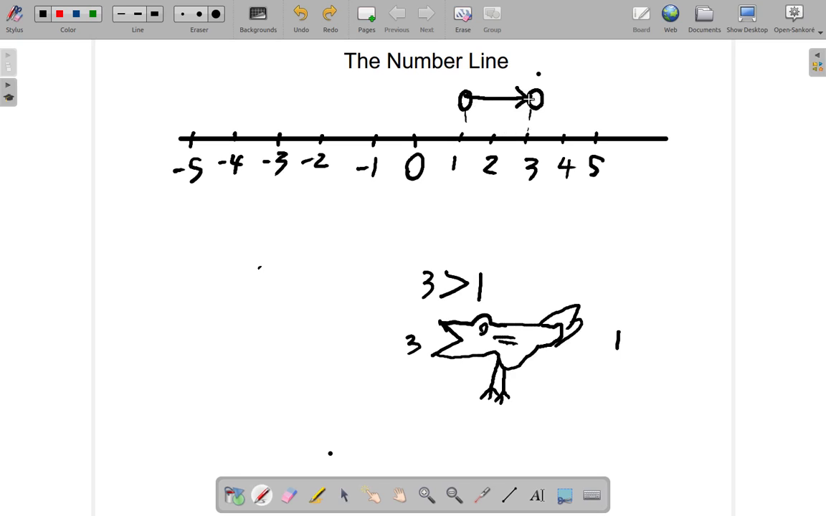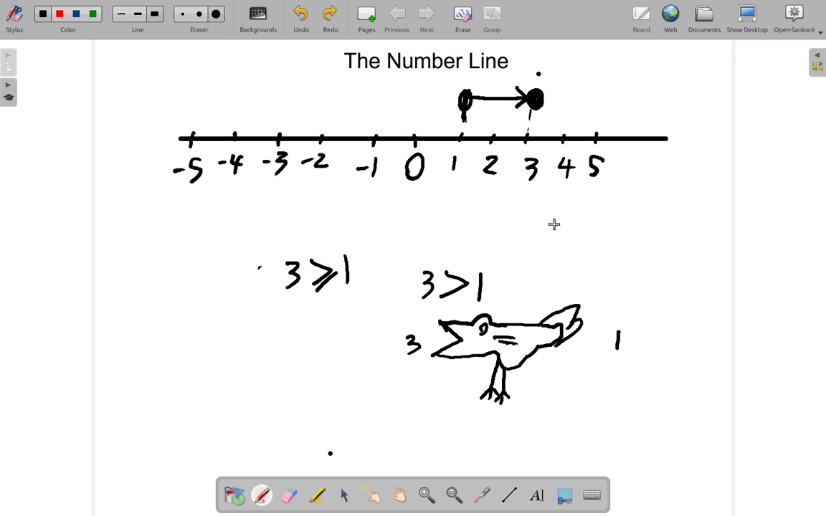So I have to go to the right to 3. So in this case 3 is greater than 1. Suppose I say 3 is greater than or equal to 1. Alright? Now I would shade this circle. Now this is saying 3 is actually greater than or equal to 1. Well, I would need a circle here.